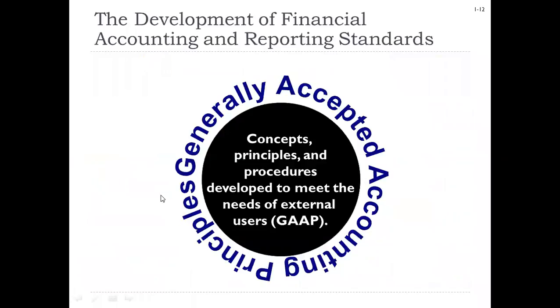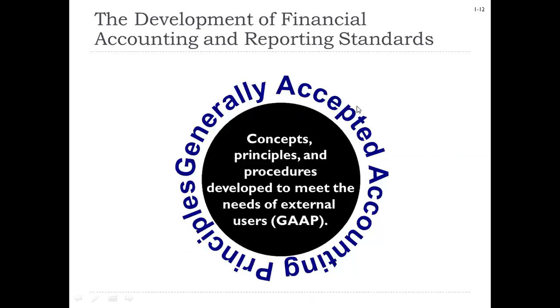Okay, on another topic, financial accounting and reporting standards. So the rules of accounting, basically. Those are called generally accepted accounting principles. In order to be able to compare different companies, they all have to keep track of their financial condition using the same rules. That's what generally accepted accounting principles are.